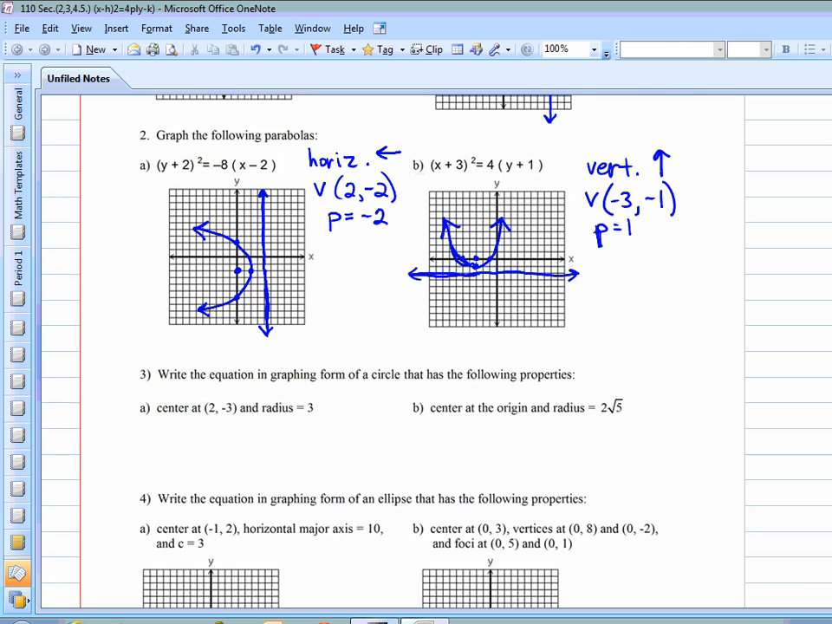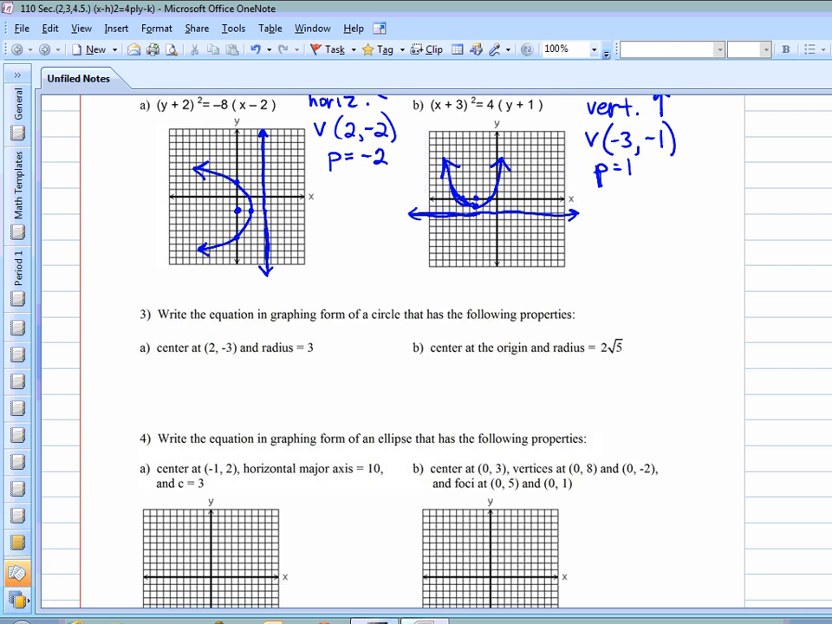Okay, next we're going to talk about circles. The form for a circle, I'll just remind you, the center again is (h, k), like a vertex was for parabolas. The formula in general for a circle is (x minus h) squared plus (y minus k) squared equals r squared. So if we're given the center and the radius, we're just going to be plugging in.